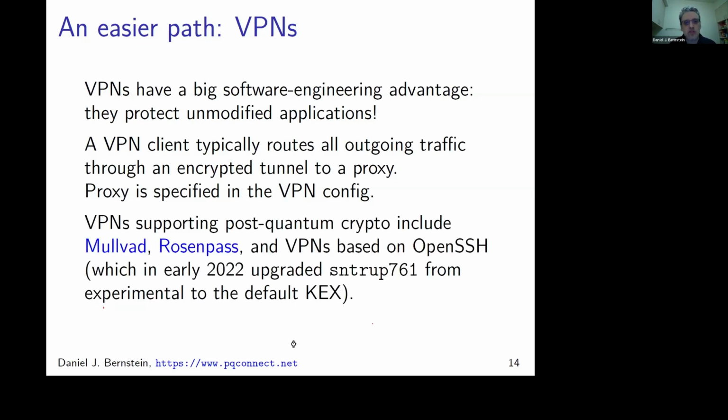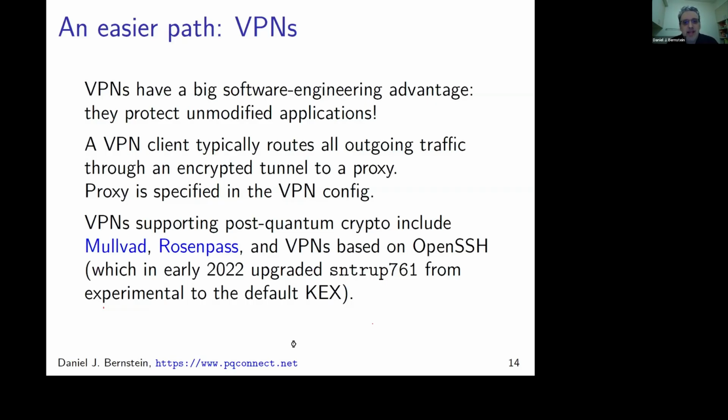So this sounds nice, and some VPNs have supported post-quantum crypto for years. For instance, Mullvad and Rosenpass support post-quantum crypto. Lots of VPNs are based on OpenSSH, so you just do an SSH tunnel, and that, starting in early 2022, was using post-quantum crypto.